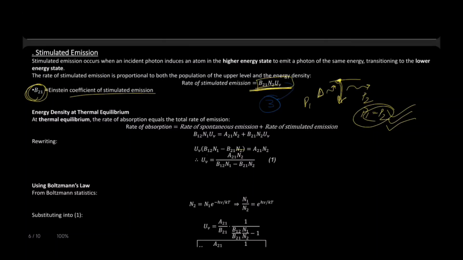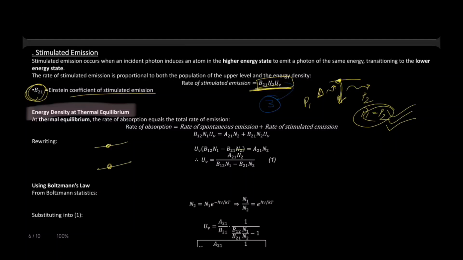Now, we will see energy density at thermal equilibrium. What is energy density at thermal equilibrium? It is nothing but the balance between the absorption and emission. We have two energy levels. Here also we have atoms and here also we have atoms.